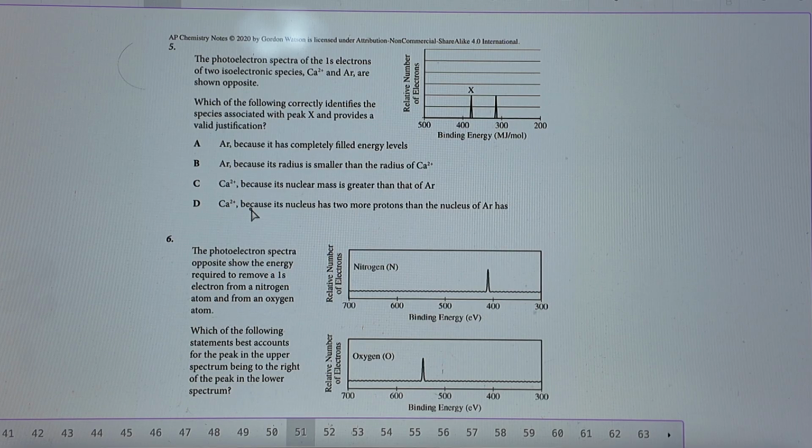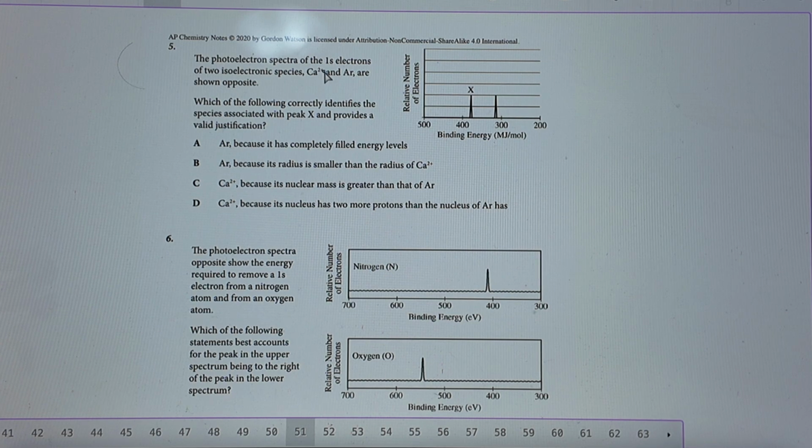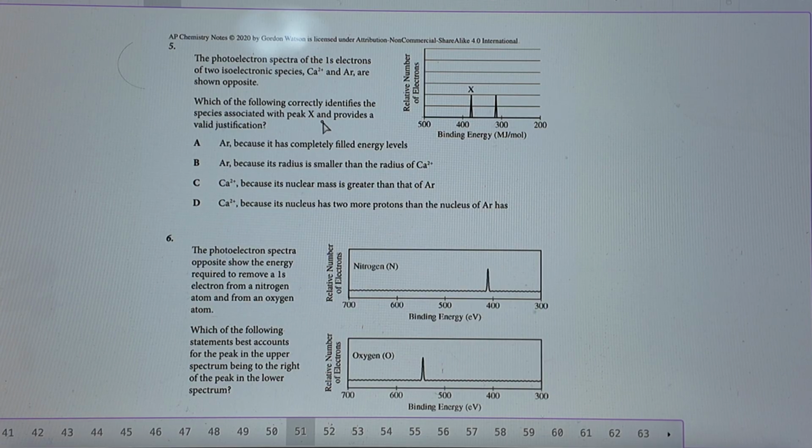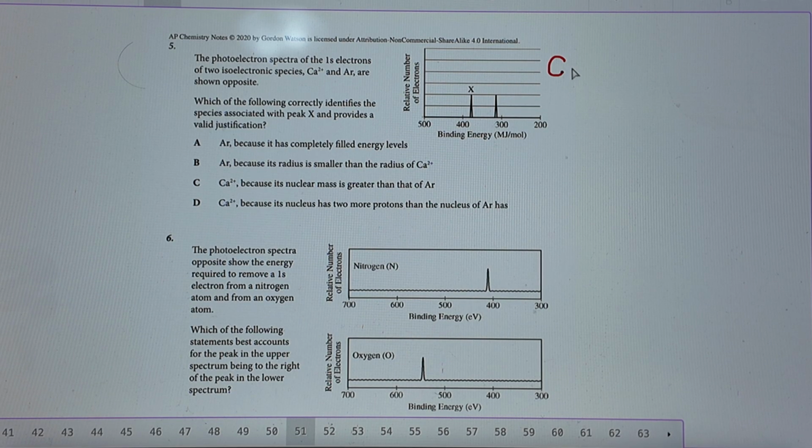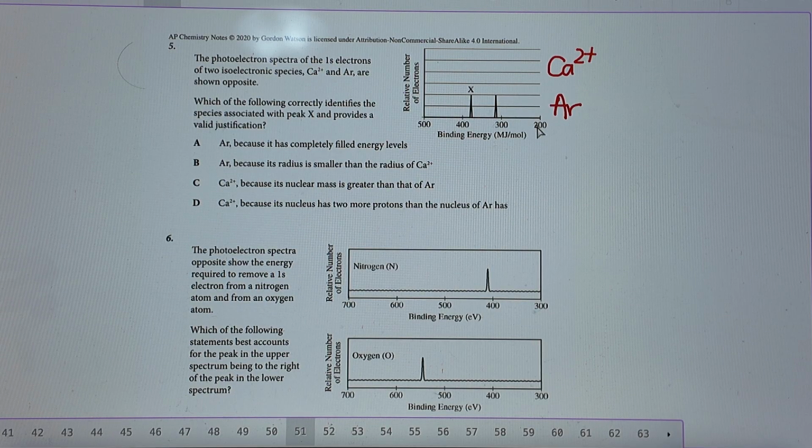The photoelectron spectrum of the 1s electrons of two isoelectronic species, calcium 2 plus and Ar, are shown opposite. Okay, so these are the two, right? Which of the following correctly identifies the species associated with peak X and provides a valid justification? Okay, so we have calcium 2 plus, and we have argon, right? And so that's argon just as it is regularly.